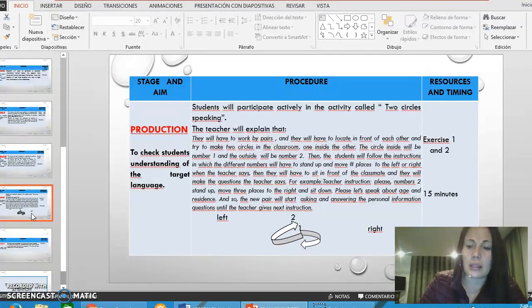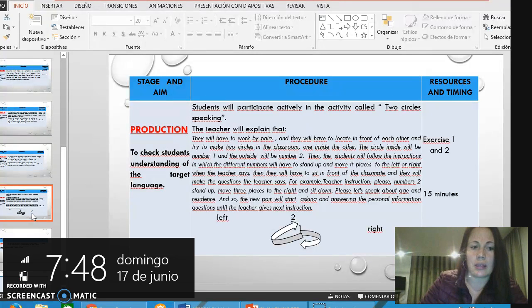While they are speaking, I am a part of the class, listening and understanding what they are doing and solving problems as they are speaking with their classmates. This is the production activity.